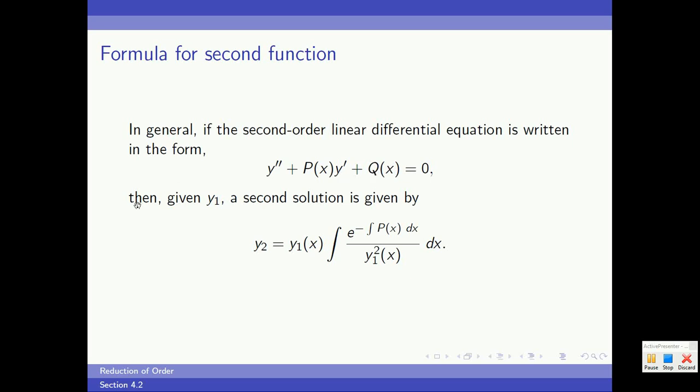So now, to find our y2, we can say this is y1 times the integral of e to the negative integral of p of x dx, divided by y1 squared. Integrate that whole thing.